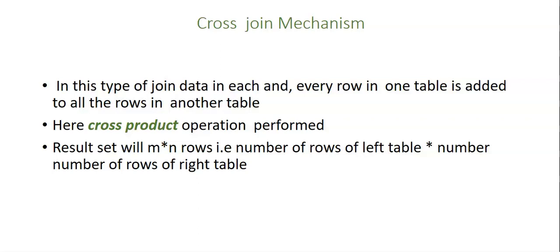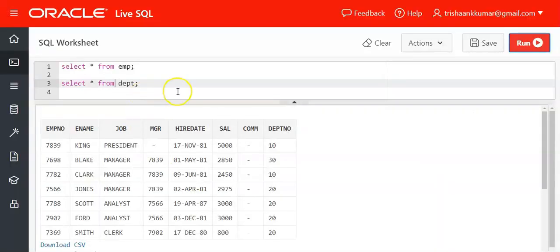In order to know the number of rows in the result set of a cross join, simply multiply m * n, that is, the number of rows of the left side table times the number of rows of the right side table. Suppose you are cross joining two tables. If one table contains 7 rows and the other contains 4 rows, then the total number of rows would be 28 if you don't specify any condition. That means if you perform a cross join without specifying any condition, the number of rows will be m * n. Let's see this with an example.